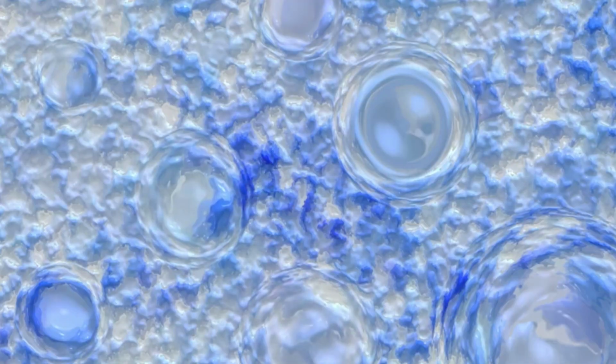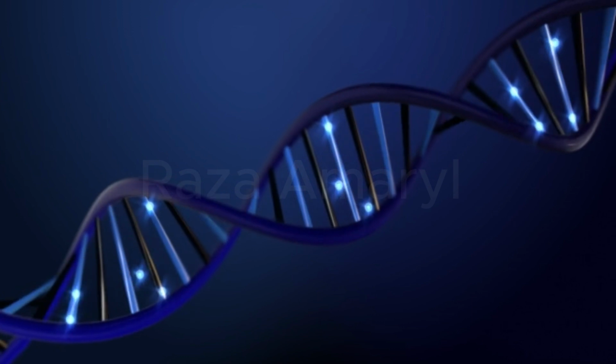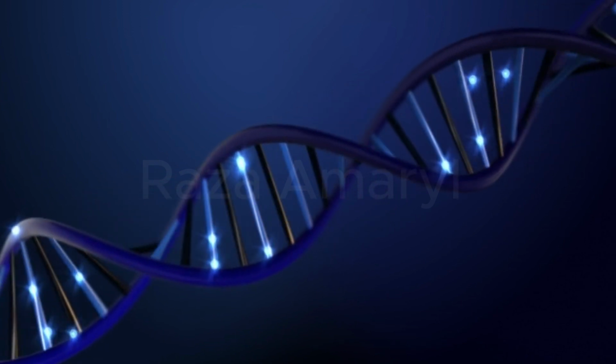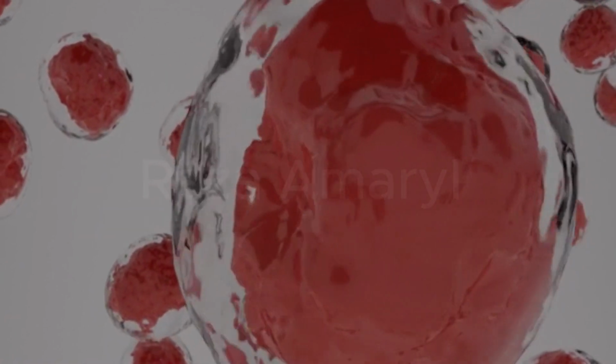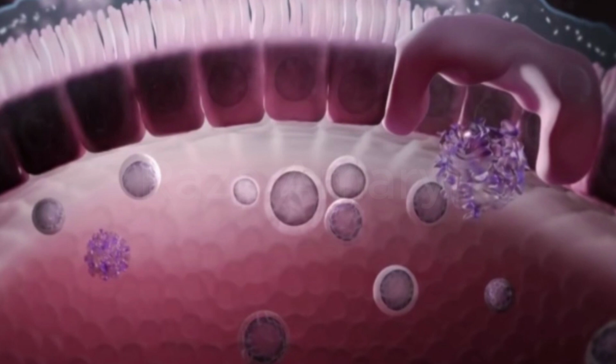4. Replication. The viral genetic material takes over the cell's machinery, forcing it to replicate the viral genome and produce viral proteins. This often involves the hijacking of the cell's ribosomes, enzymes, and other components for viral replication.